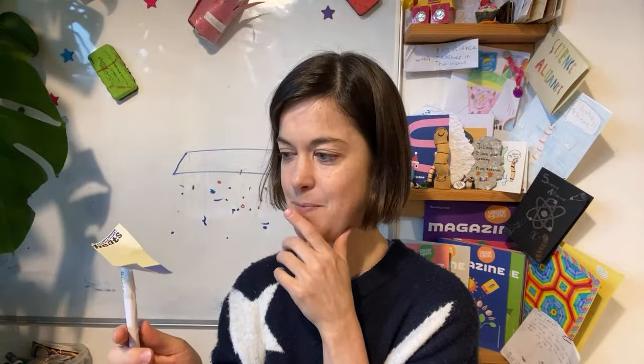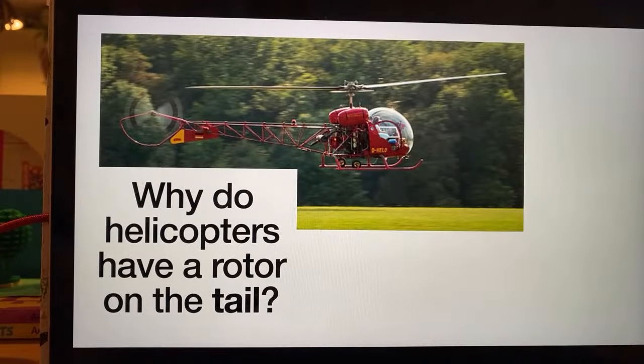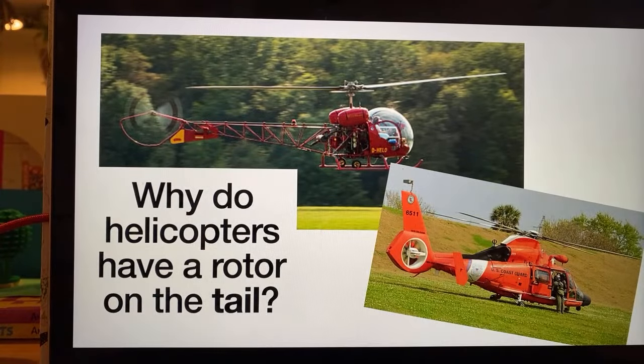Okay, hopefully you've done that and you're having a little bit of fun while you're playing with your helicopter. When you sketched your helicopter, did you draw a rotor on the tail? I don't think that I would have done this. And if you did draw a rotor on your helicopter sketch's tail, what direction was it pointed in? My questions to you are, why do helicopters have a rotor on the tail? Why is it there?